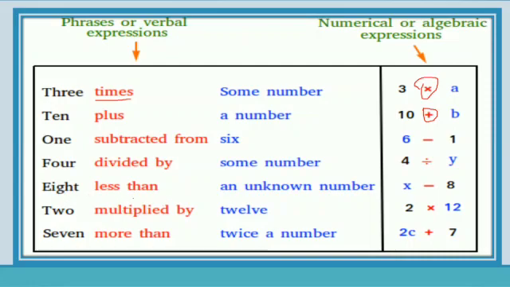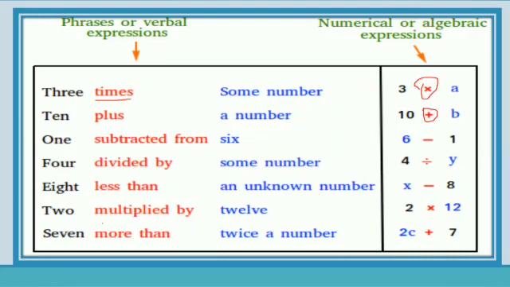Then 8 less than. This I have already discussed. If it is subtracted from, if the phrase less than is used, or if it is given the difference between two numbers, then you will subtract the number from the variable, or you will subtract the variable from the number. Accordingly, as it is given, accordingly you will do. Here it is given 8 less than an unknown number. So here you will write the unknown number first. So x minus 8, because 8 is less than an unknown number.